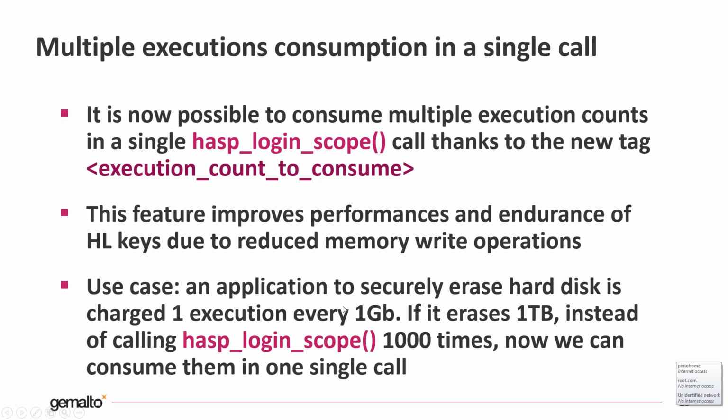Okay, so this is a little bit more talking about some few items that were added in the API. As I said before, in the HAS plugin scope, we've modified the API. So now there's a new tag which is called execution count to consume, and it allows you to consume a couple of executions or multiple executions in one API call.